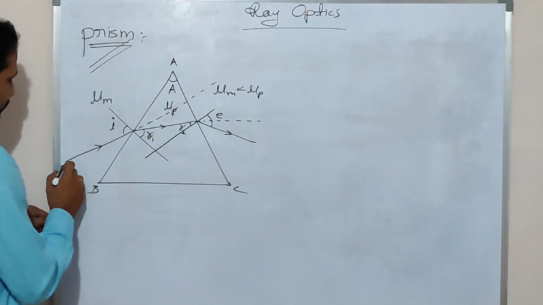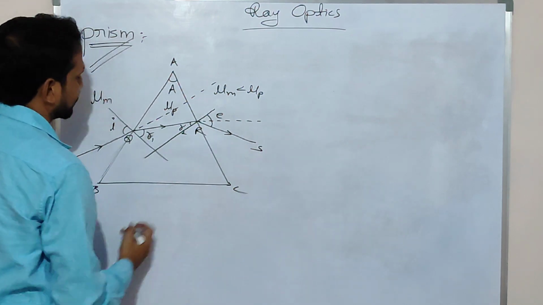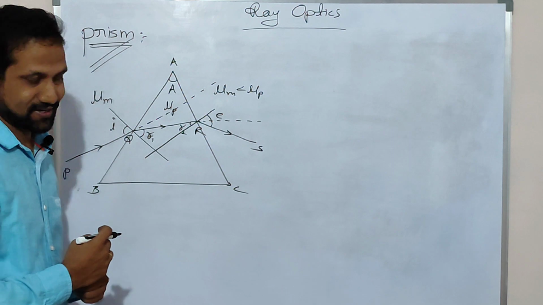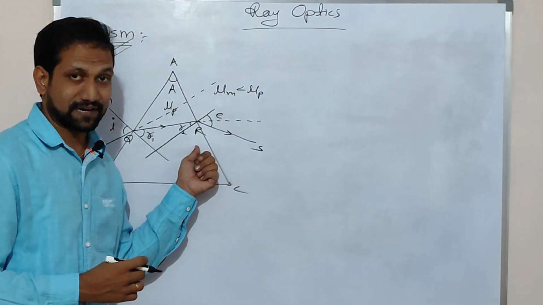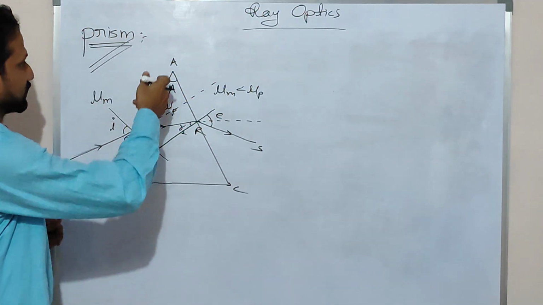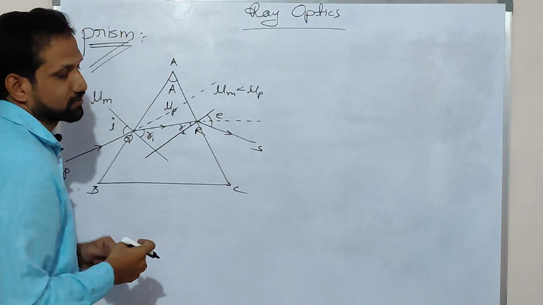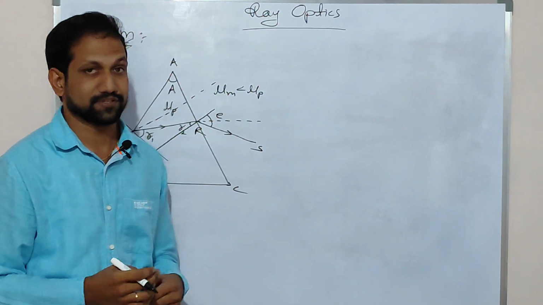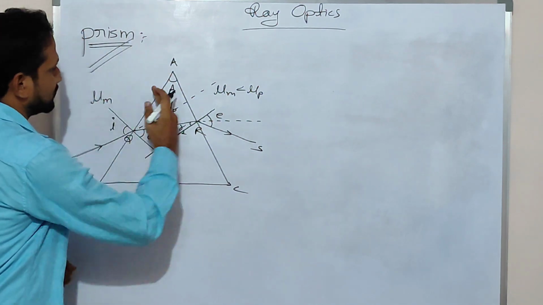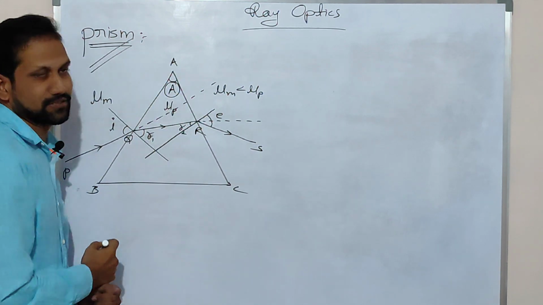If I take this as P, Q, R and S, PQ is the incident ray, QR is the refracted ray, RS is the emergent ray. The faces AB and AC are called refracting surfaces of the prism. The angle between AB and AC is the angle of prism A. This is what is called the angle of prism A.